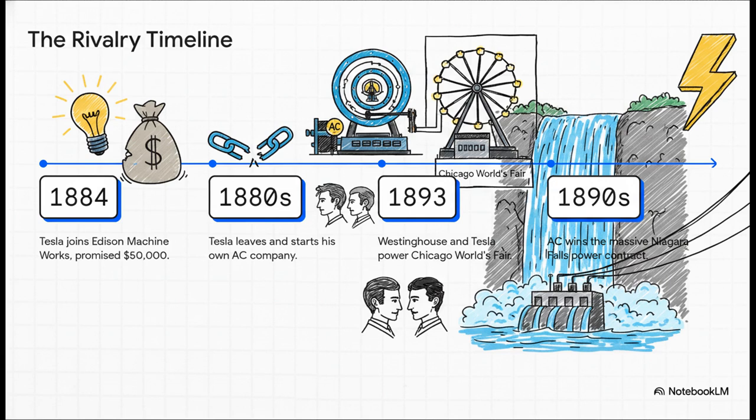Naturally, Tesla quits. He teams up with investors like George Westinghouse, builds his own alternating current system, and by 1893, they're brilliantly lighting up the Chicago World's Fair. That massive, highly visible success quickly leads to them winning the monumental contract to harness the power of Niagara Falls.